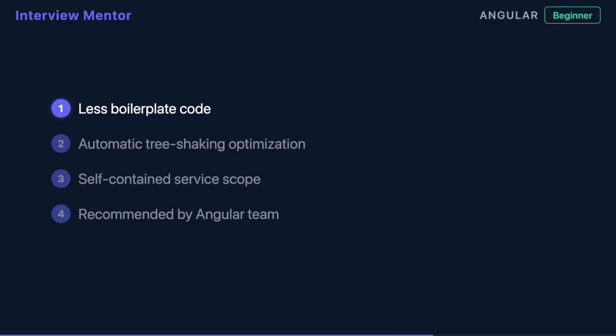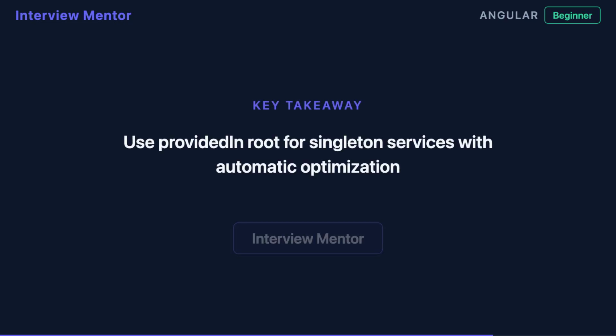It's cleaner, requires less boilerplate, enables automatic tree shaking, and makes services self-contained. The service declares its own scope rather than relying on external module configuration. To provide a service at the root level, use providedIn: 'root' in your @Injectable decorator for a singleton service with automatic optimization.